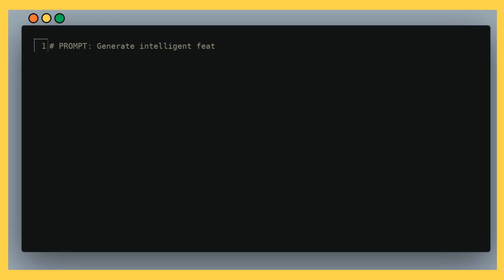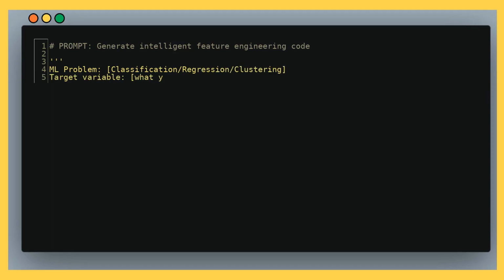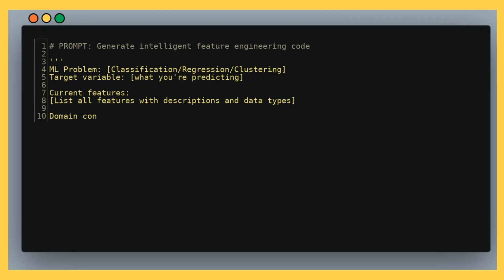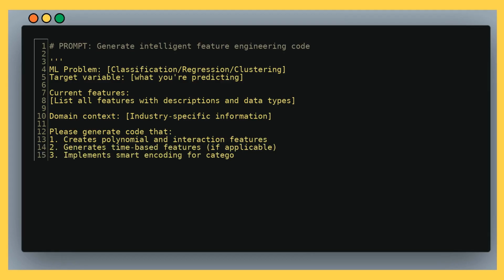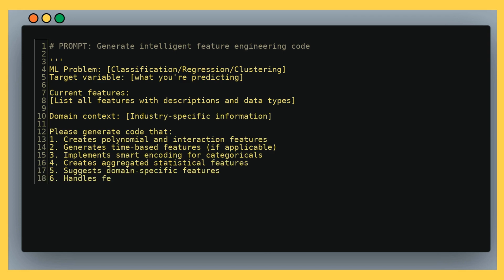This is the most sophisticated prompt of all 5. We're giving ChatGPT full context about our machine learning problem, asking it to think creatively about features, and requesting explanations for each suggestion. The output includes not just code, but insights into why certain features might be predictive. This is the kind of prompt that separates good data scientists from great ones.